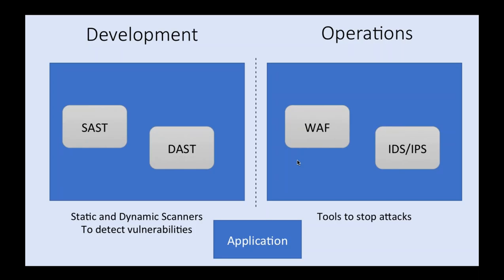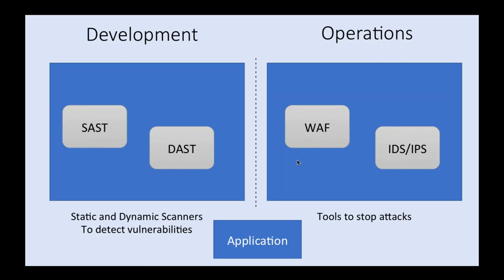Traditionally, the way the people responsible for security have tried to protect our systems has been to split it into two parts. In development, we use static application security testing and dynamic application security testing. The static one looks at the code early on in the project, and the dynamic one runs the project's code. I'll describe those more later.